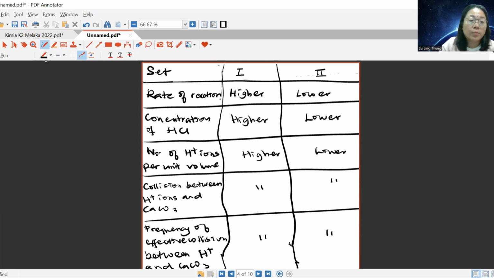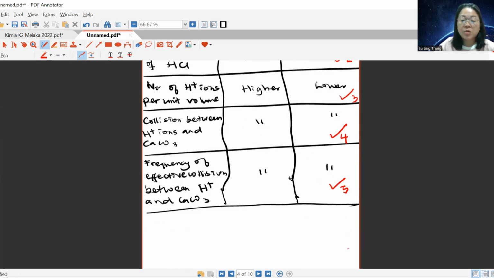So how do we put our marks? Normally, comparison here, you already get 1 mark. Second mark from concentration. Third mark from because we know that it's more concentrated. As a result, the number of H+ ions per unit volume is actually higher. So as a result, the collision between H+ ions and CaCO3 is higher, and frequency of effective collision is much higher between H+ and CaCO3 in set 1 compared to set 2.